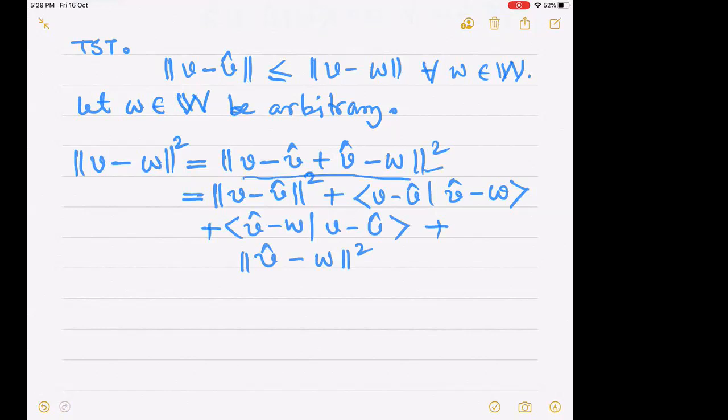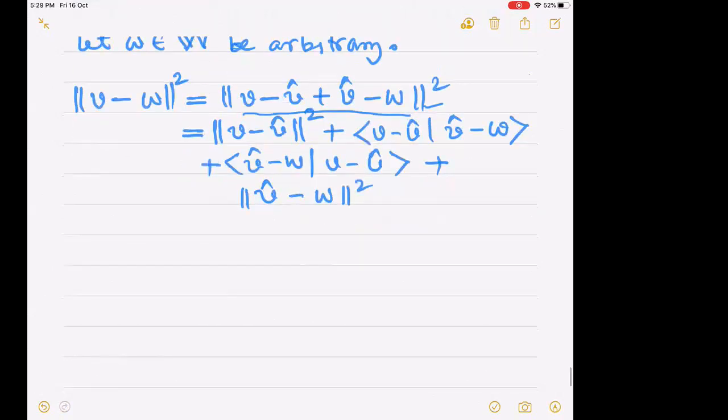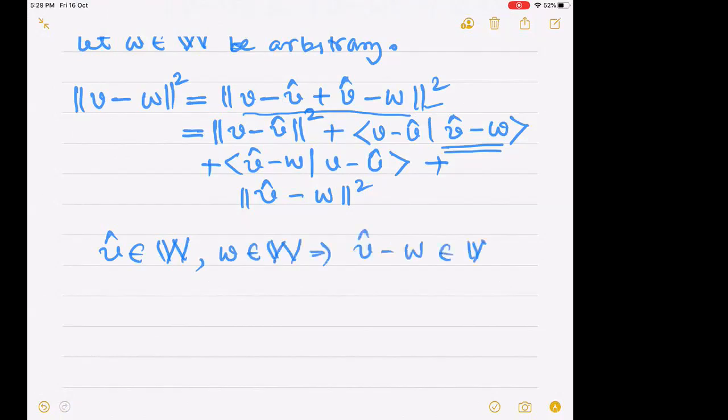Now, v hat is a vector in W which satisfies the property, and w is an arbitrary vector in W. So this obviously implies v hat minus w is in W because W is a subspace.